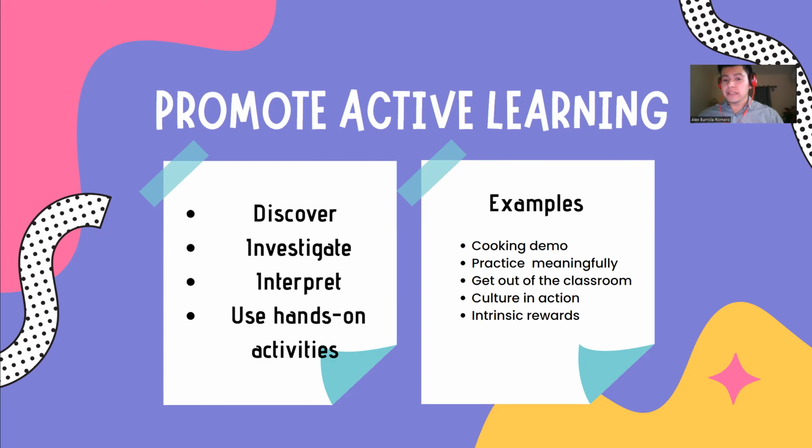Okay, another thing is that they can have practice of the English language that is meaningful for them. It is something that they are going to use, surely. Another example to promote active learning is to give the class outside of the classroom.